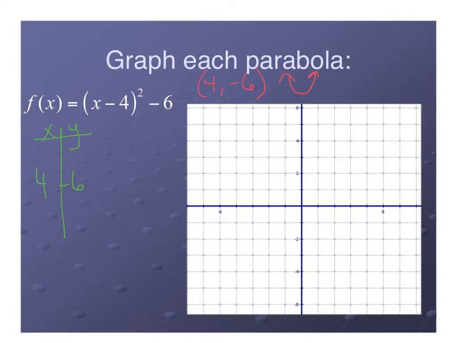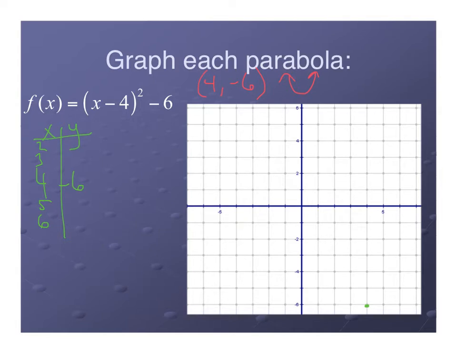Let's plot that right now. There's my vertex. That's looking good. And now I've got to find 2 points to the left. Well, that would be 3 and 2. And 2 points to the right, 5 and 6. So we've got (3, 2) and (5, 6). Nice. Let's plug them in.